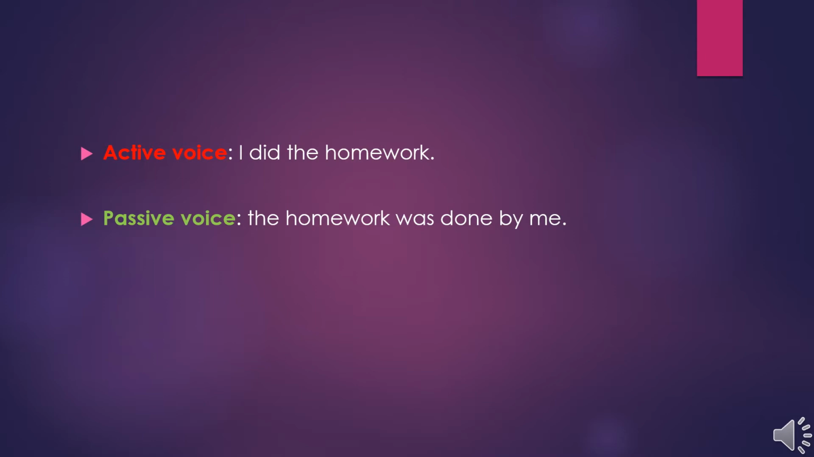But the opposite, a passive voice, is like, "The homework was done by me." The homework is the one that receives the action done by the doer of the action, which is me, but me is coming at the end of the sentence like an object, so it's a passive voice. Here the receiver of the action, homework, is coming at the beginning. Let's see other important things about active and passive voices.